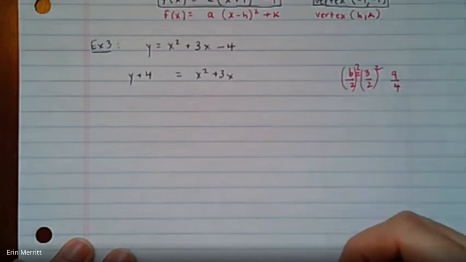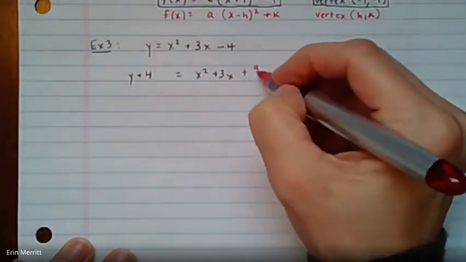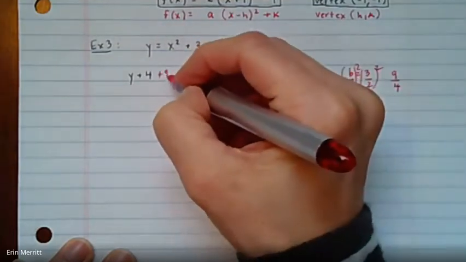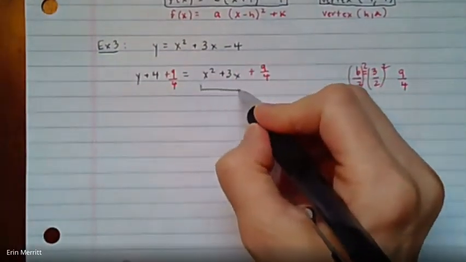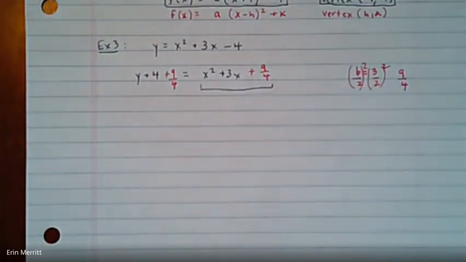Let the fraction stay as a fraction. So add 9/4 here, and then add 9/4 here. Yes, technically it's 2.25, but I don't want to mess with that. I'm going to leave it as a fraction, right? So this is not typically something that we would try to factor.